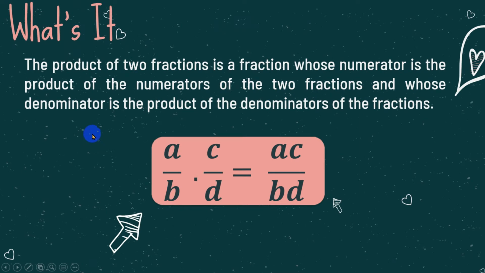Okay, so how about in multiplying rational algebraic expressions itself? So the product of two fractions is a fraction whose numerator is the product of the numerators. Kaya nga sabi ko sa inyo, numerator times numerator. And then the denominator is the product of the denominators of the fractions. So we multiply denominator by denominator. So can we apply these steps in multiplying rational algebraic expressions?